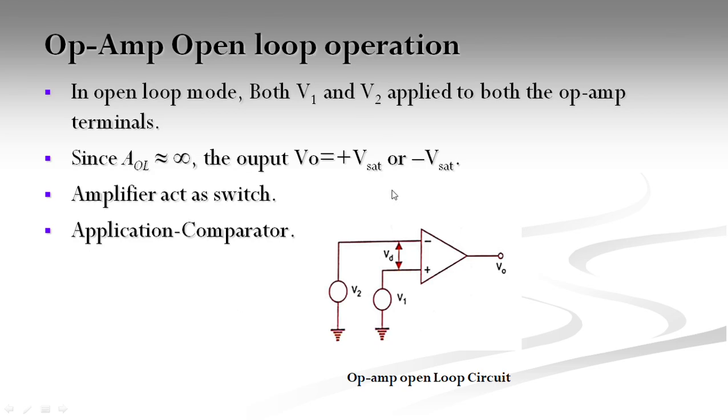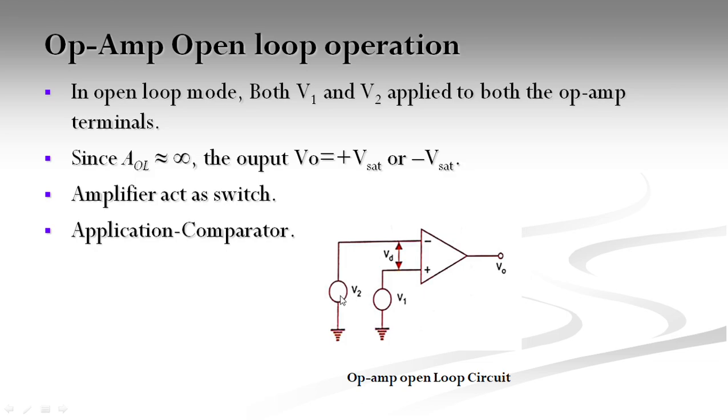Next, we'll see about the operational amplifier open loop operation. Open loop operation means operation without applying any feedback to the circuit. If you look at the operational amplifier open loop circuit, it consists of two input terminals and one output terminal, and the output is not fed back to the input. For such a condition, we call the op-amp to be operated in open loop condition.